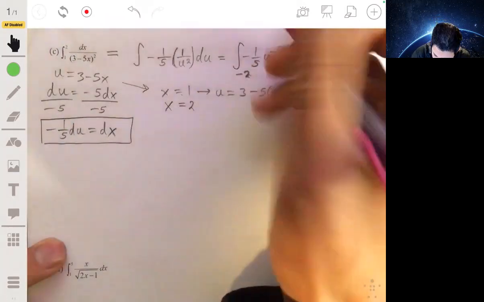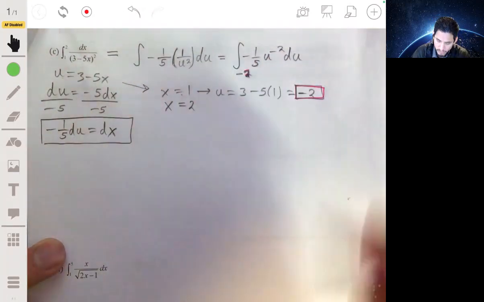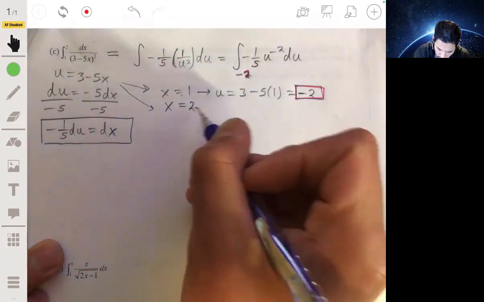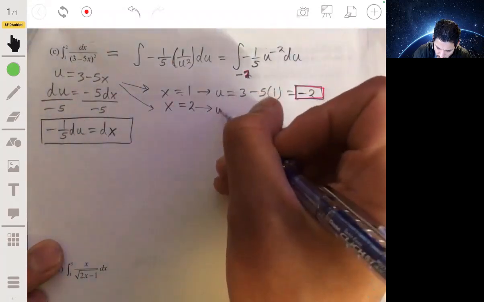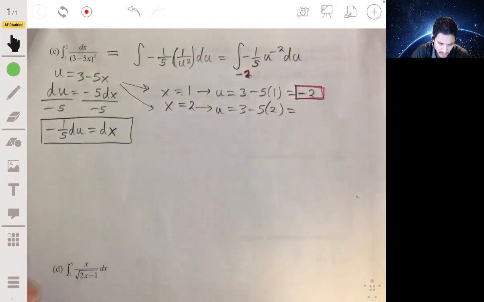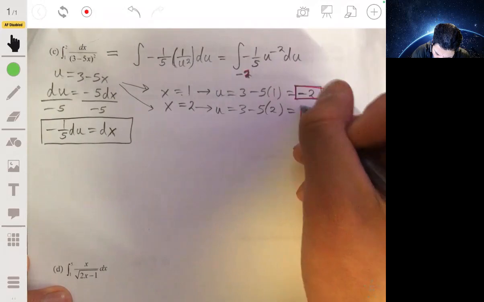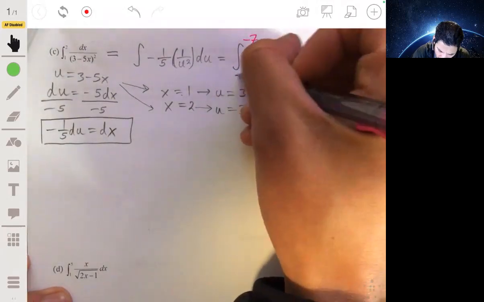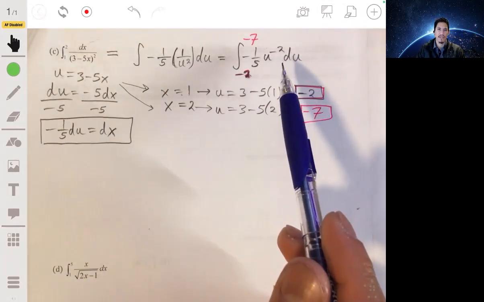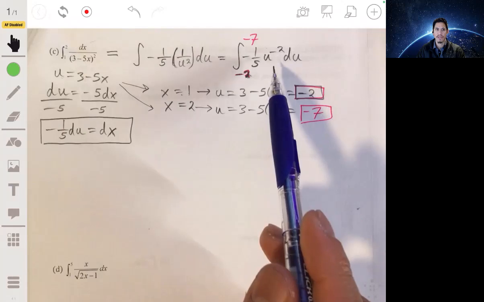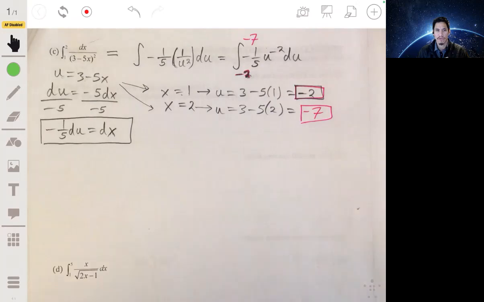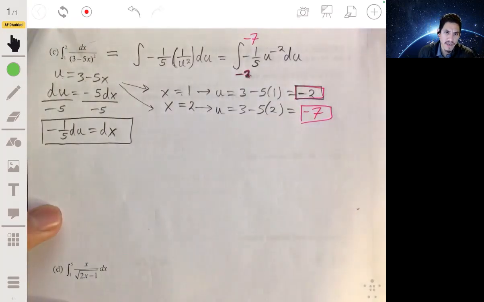I'm going to use pens to highlight that. And then when x is 2, u will be equal to 3 minus 5 times 2, which will be negative 7. And so we're going to put negative 7 as the other endpoint. So now we can just simply integrate this and then evaluate it with these values because it's in terms of u. We don't have to worry about rewriting the expression in terms of x.